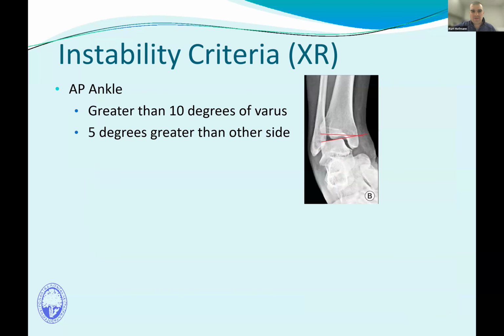Next part of our evaluation is radiographs. So there's instability criteria that we use again from a radiographic standpoint. The picture to the right there is an AP radiograph of the ankle. What that's showing is a varus tilt or varus angulation of the talus.